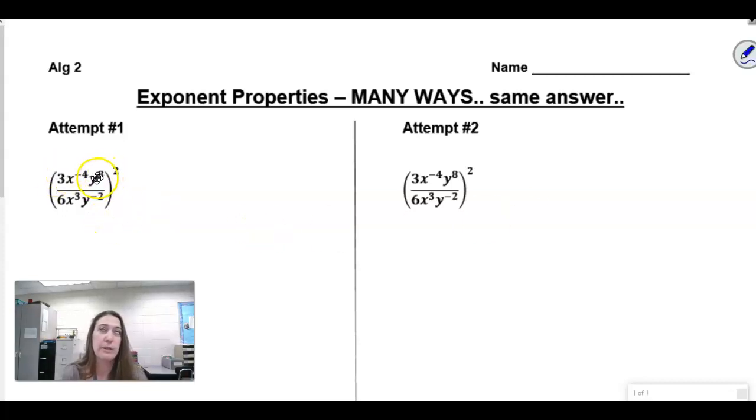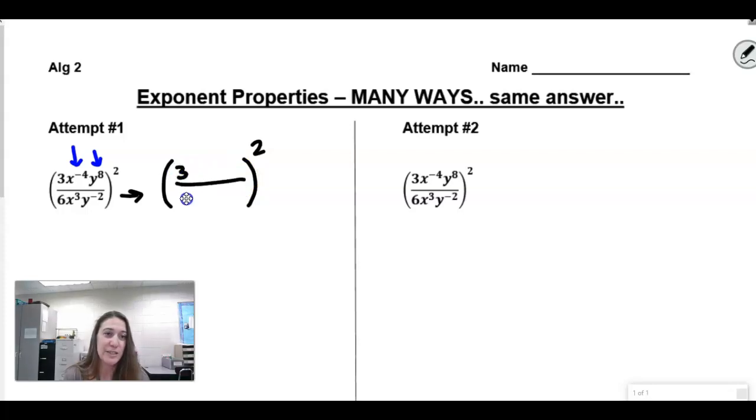So I'm going to use, and I never remember the name, but the one where you subtract the exponents. So I'm going to do some subtraction on the x's and on the y's. I'm going to leave everything else as it is. So my next line would look like this. It would still have the parentheses. It would still be squared. It's still going to have a 3/6.